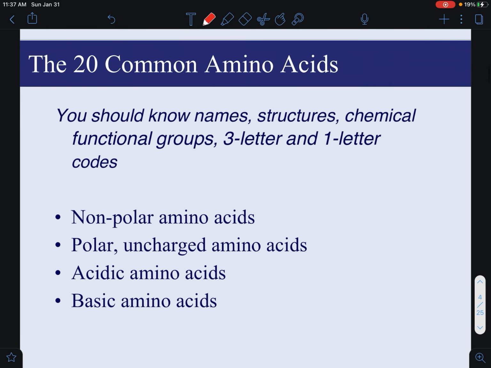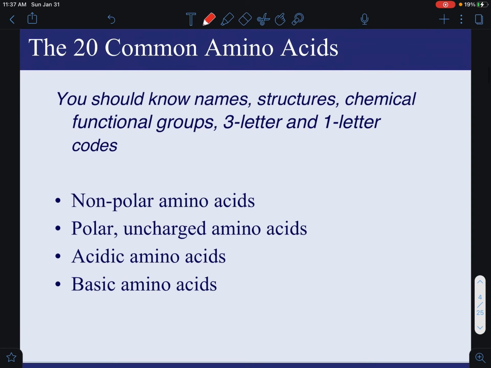So as I said, there's 20 different amino acids. It is very, very important that you know the name, structure, functional groups, three-letter and one-letter codes. There's all types of mnemonics out there, but this is vital. A good portion of the MCAT is based off of this alone.